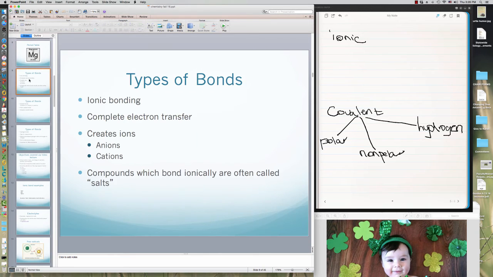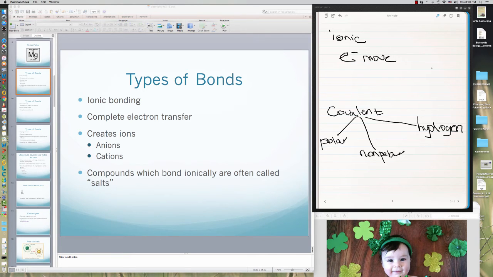So, ionic bonds. Ionic bonds are ones in which, in the process of bonding, electrons move from one atom to another.